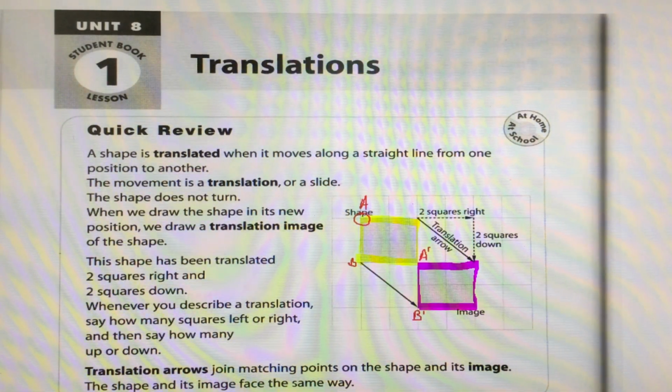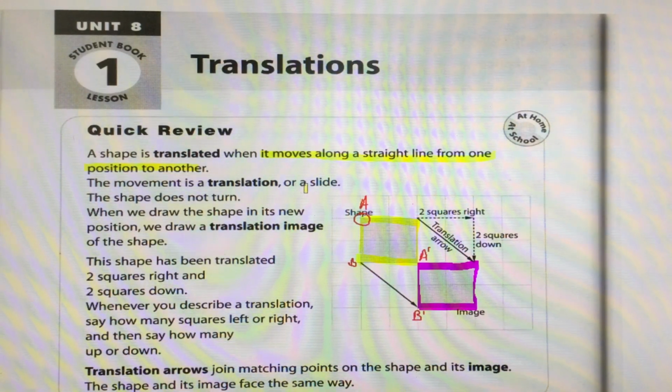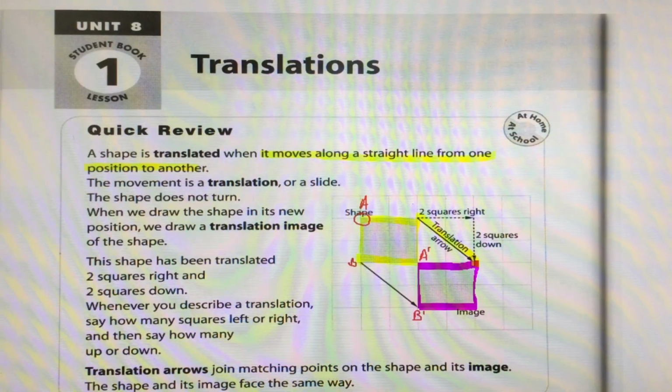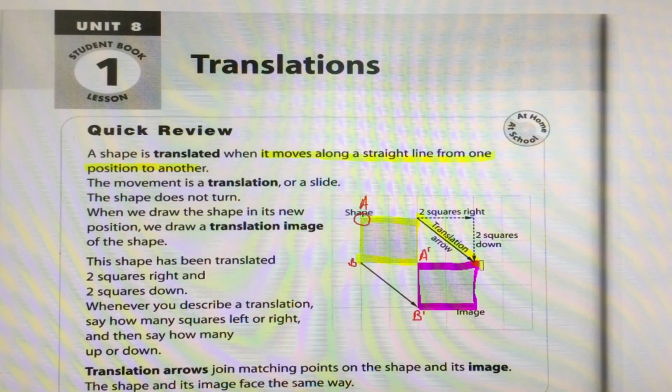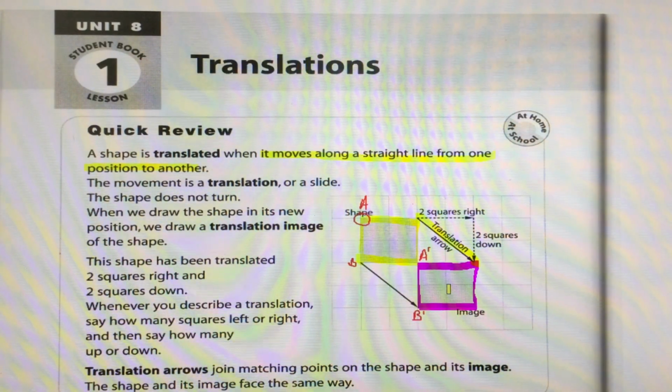So a shape is translated when it moves along a straight line from one position to another. So it's a translation or a slide. The shape doesn't turn; it literally stays the same orientation. So when we move this, we draw what's called a translation arrow, and it's this thing right here. The translation arrow says the top right-hand corner here in the shape becomes the top right-hand corner in the image. So our shape is our original one, our image is what it becomes.